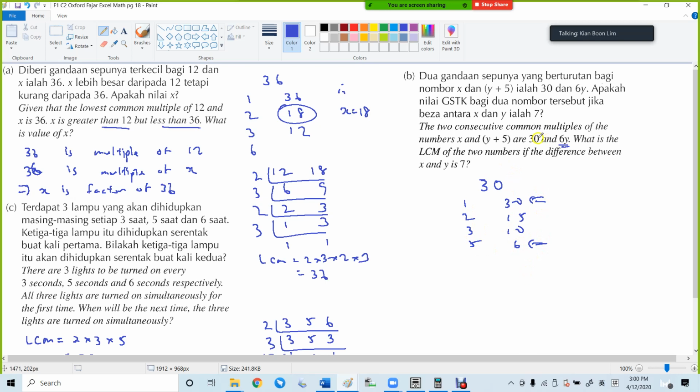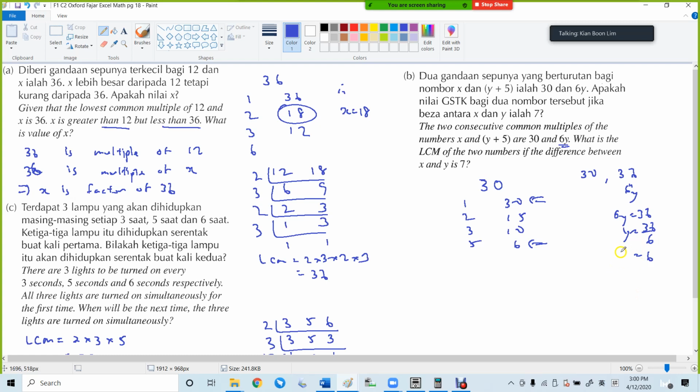Okay, now the LCM is 30 or 6. If the LCM is the two consecutive common multiples, the common multiples will be 30 and then a multiple of 30, or a multiple of 6. That means 30 and 36. So 6y is 36. y equals 36 divided by 6, then I got 6.